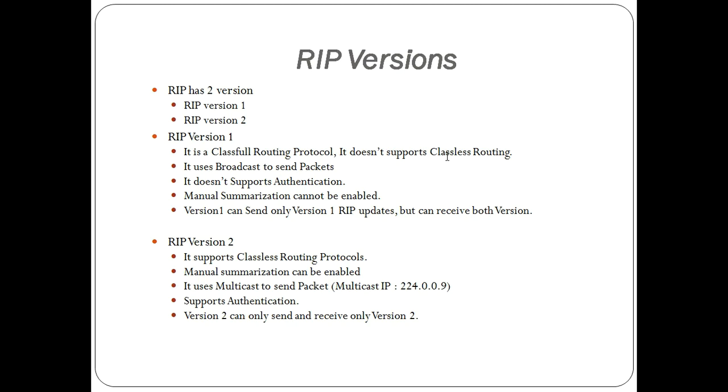Then version 1 uses a broadcast to send packets, while version 2 uses multicast. That is, the multicast IP over here is 224.0.0.9. It also supports authentication, both MD5 and plain text authentication. But in case of version 2, it only sends and receives version 2. It will not support version 1.